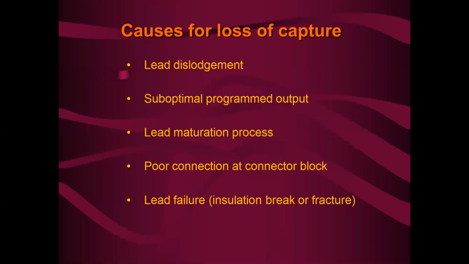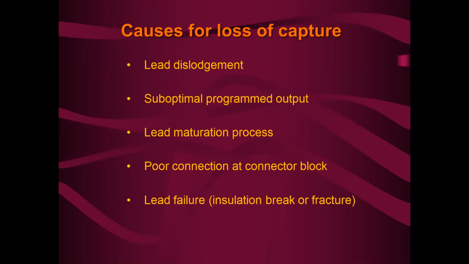So what are some of the causes for the loss of capture? Well, if the lead wire is dislodged, then it's no longer in contact with the tissue, and therefore it won't be capturing. If the output that we programmed is not sufficient, then you're not capturing. And also, as part of the lead maturation process, when there's a lot of scar tissue that forms, scar tissue is very inefficient.